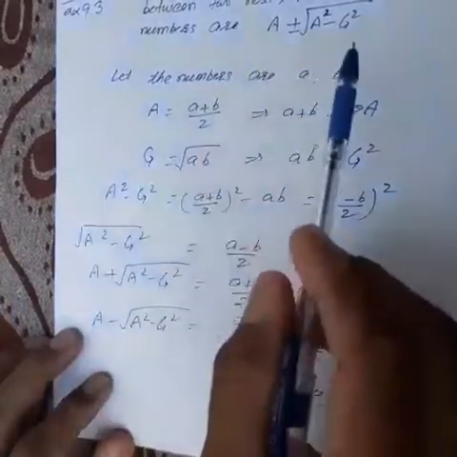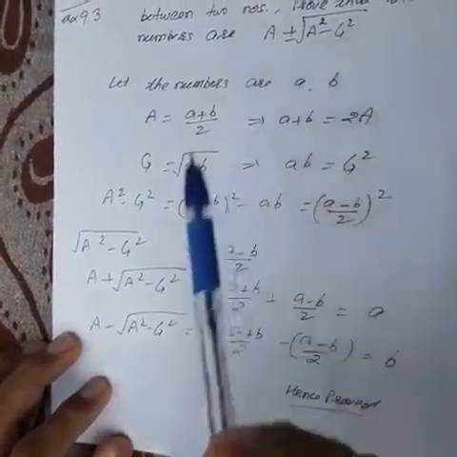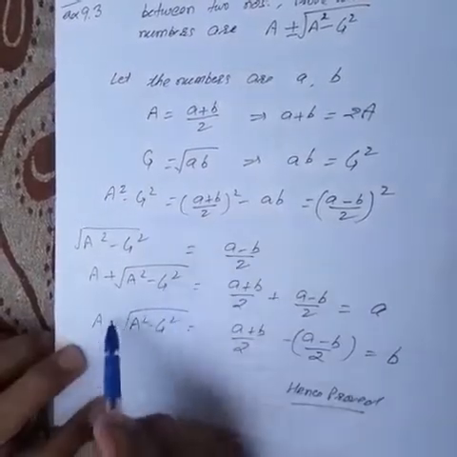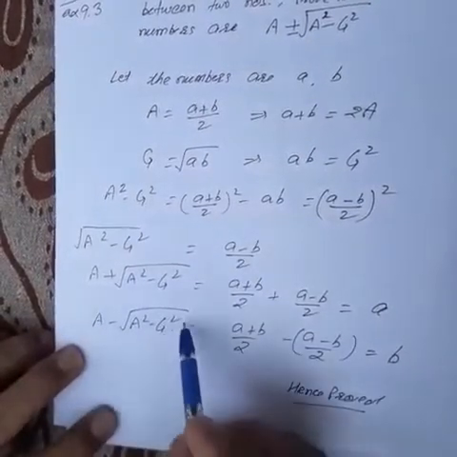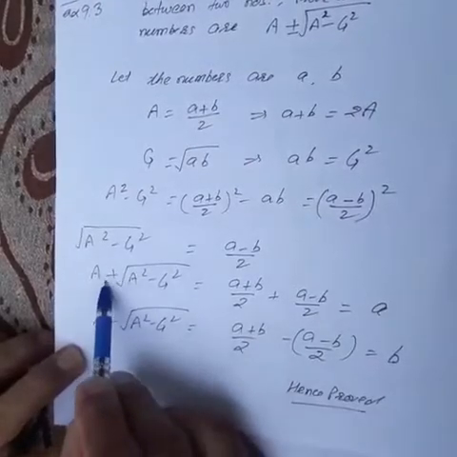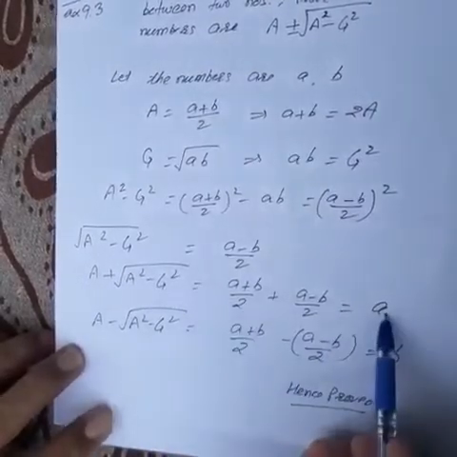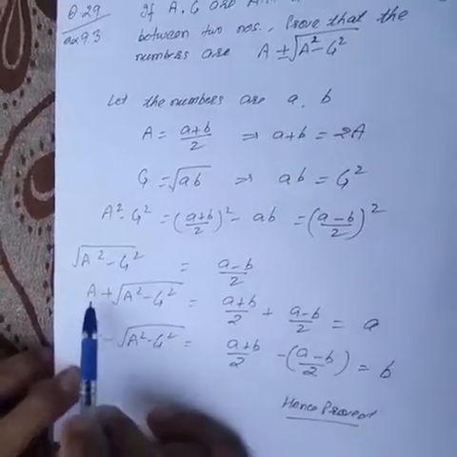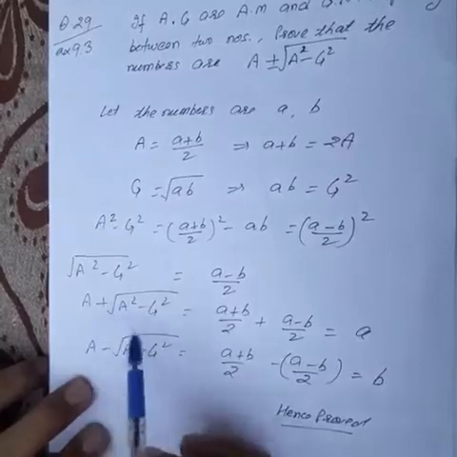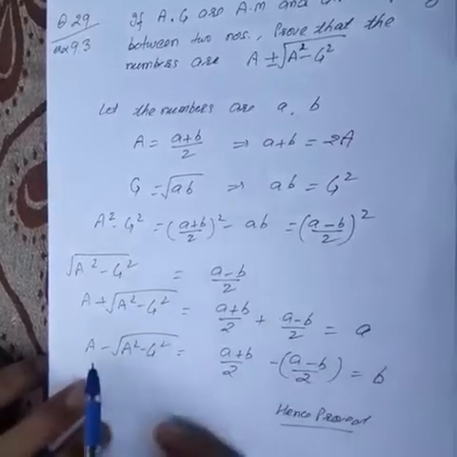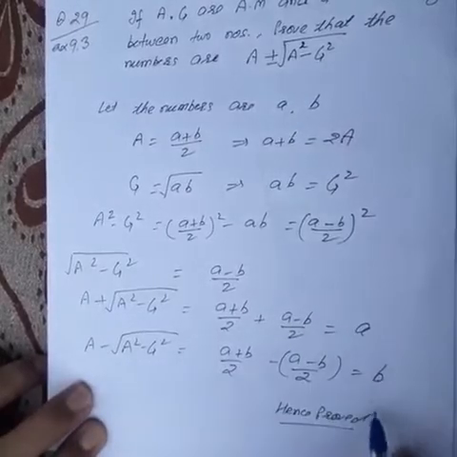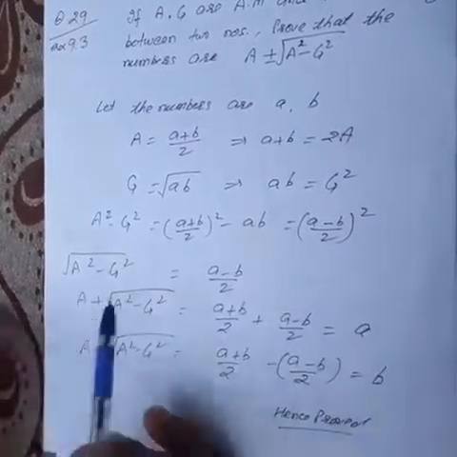Now we want to find the numbers as A ± √(A² − G²). So you simplify A + √(A² − G²) and A − √(A² − G²). You put the values of A and this. So you will find the numbers as a and b. So this is what we have to prove. A + √(A² − G²) is equal to a after simplification. A − √(A² − G²) is equal to b after simplification. So therefore the proof. I hope it is clear.